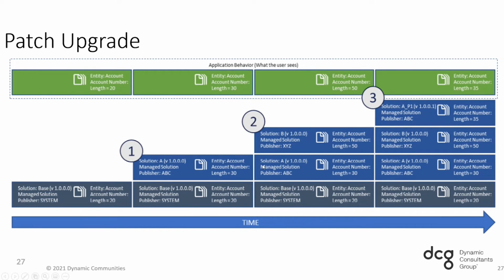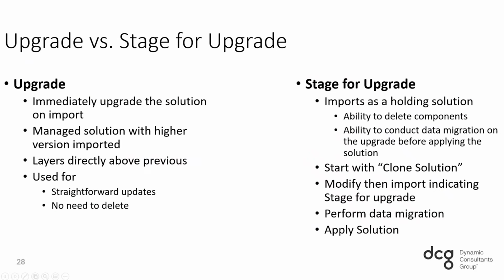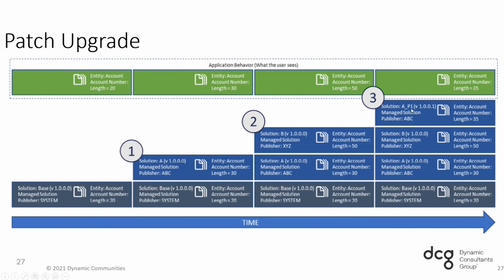Here's what the patches look like. So solution A is imported, solution B is imported, and then solution A, notice they changed the name of the solution to A-P1. Well, the system, because the name's not the same, sees it as a whole different managed solution and puts it on top. And in this case, the user then sees length equals 35 because the top one wins. But that's not an upgrade to solution A. That's just another managed solution.